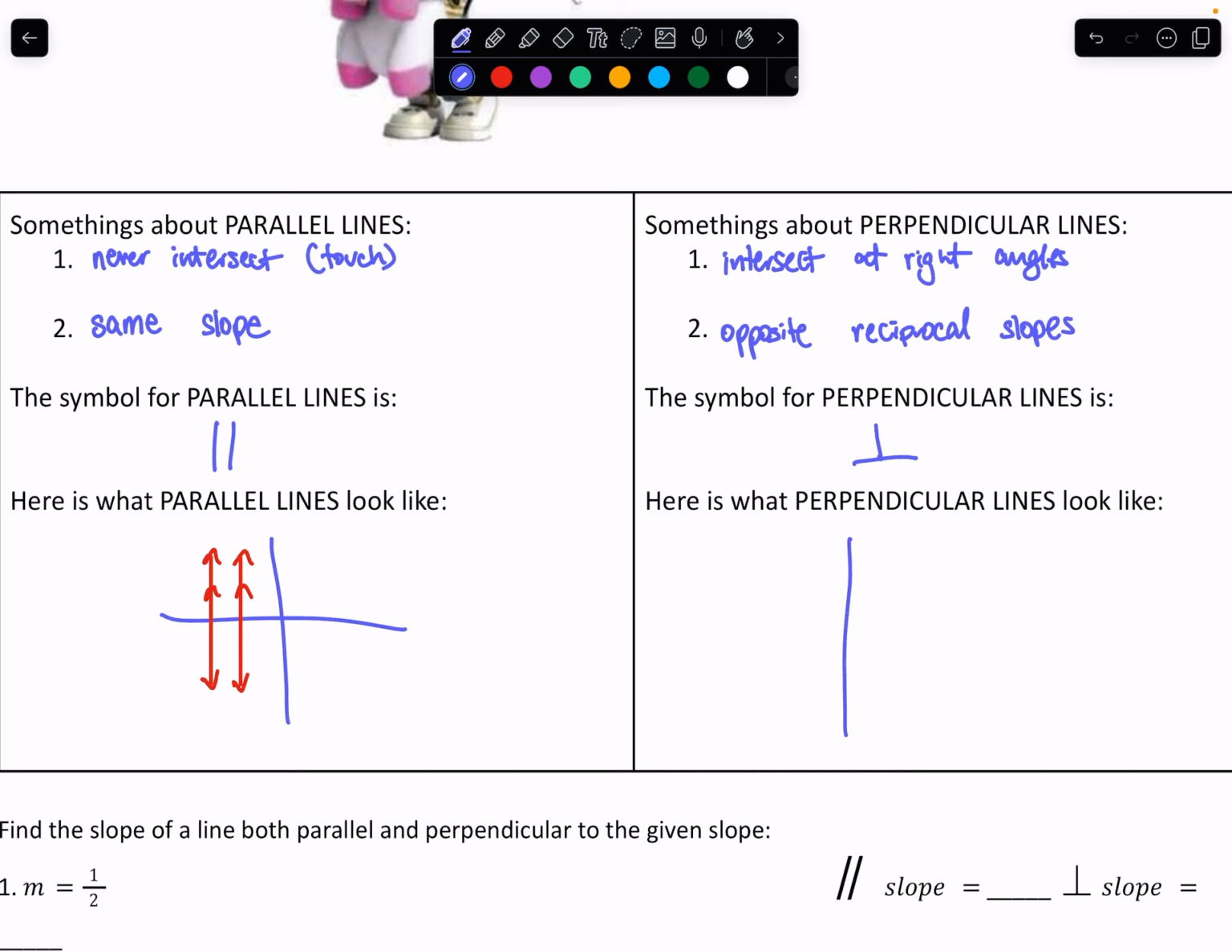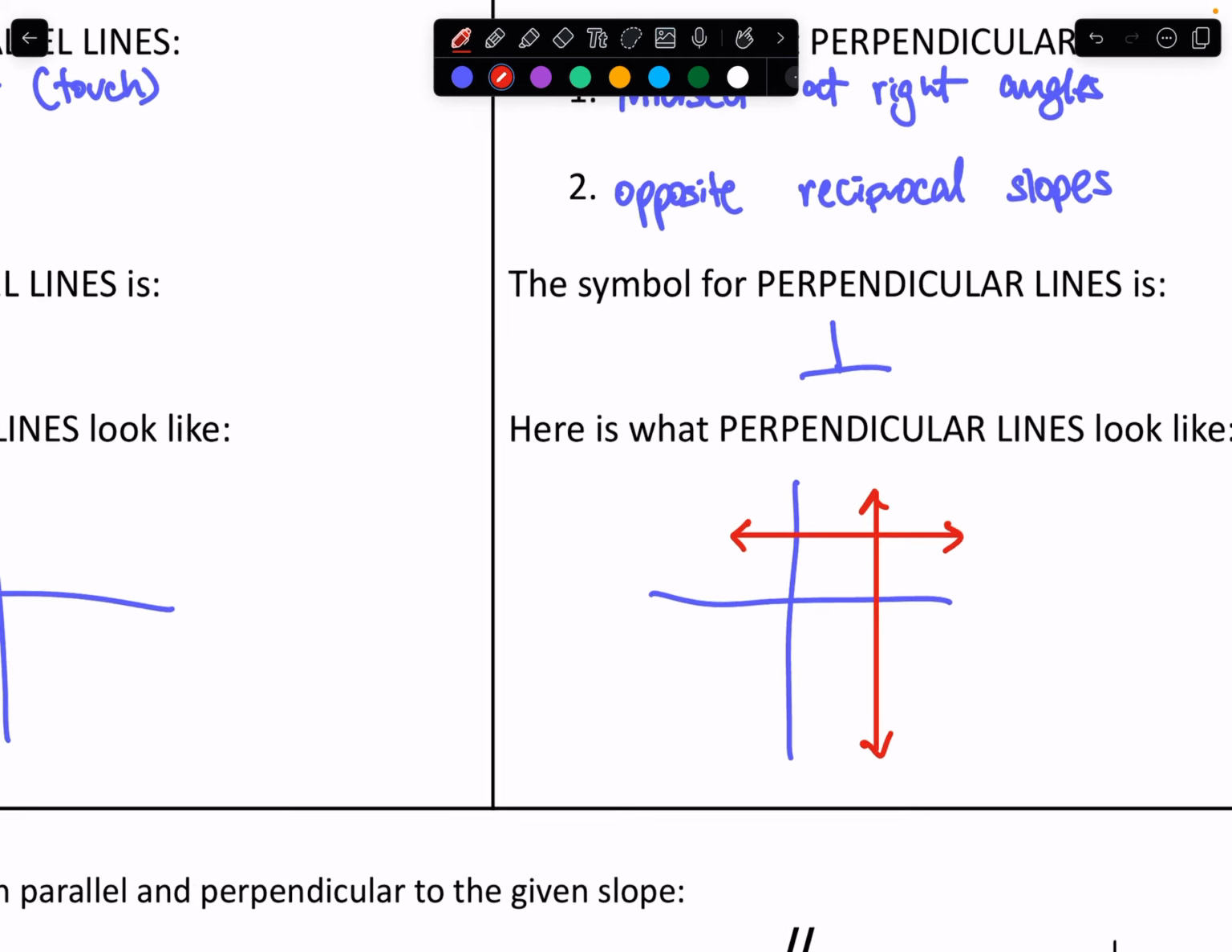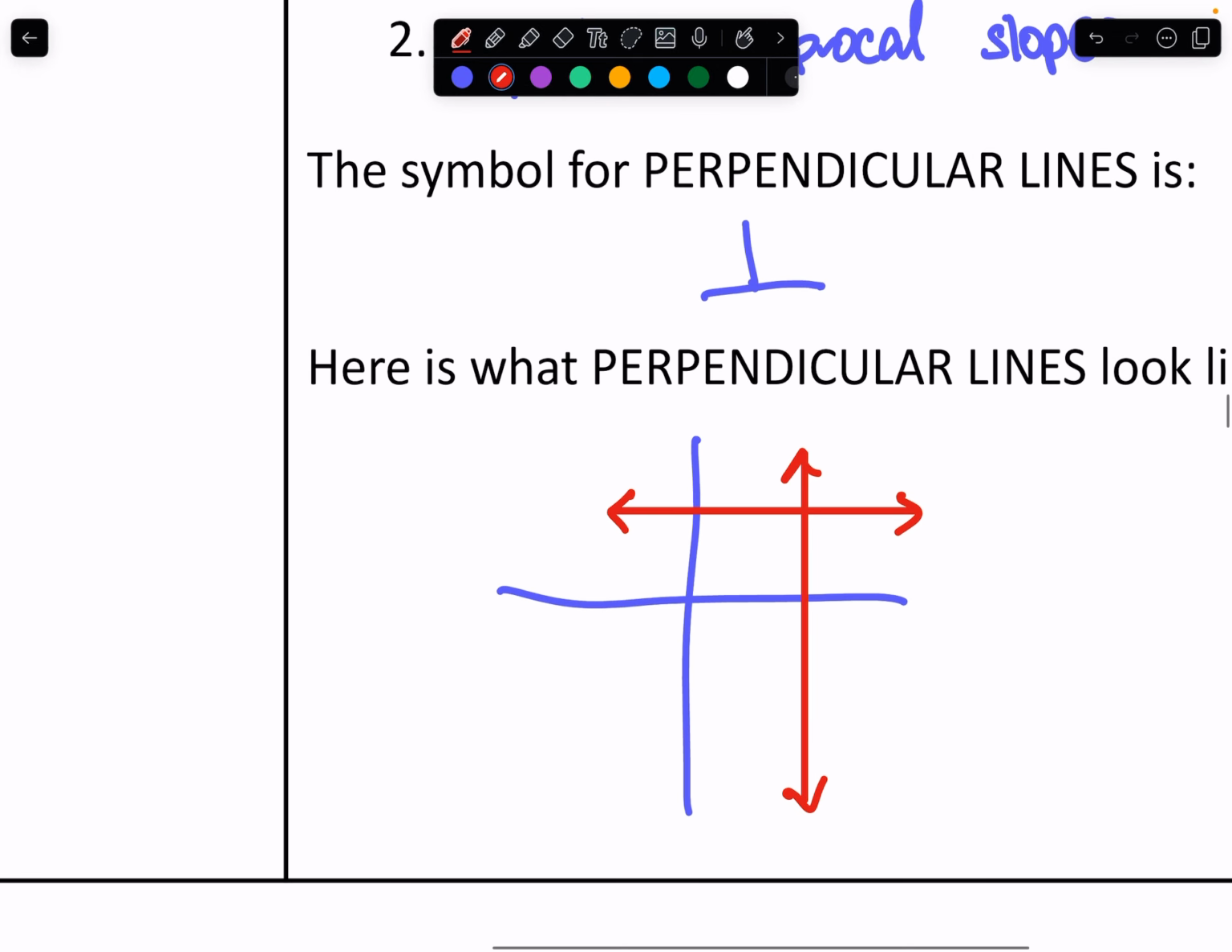On the contrary, let's talk about what perpendicular lines look like. Let's say you have a line right here, and let's say your other line is going to be right here. Notice how these lines are going to intersect at perfect right angles. This is how you know these are going to be perpendicular.